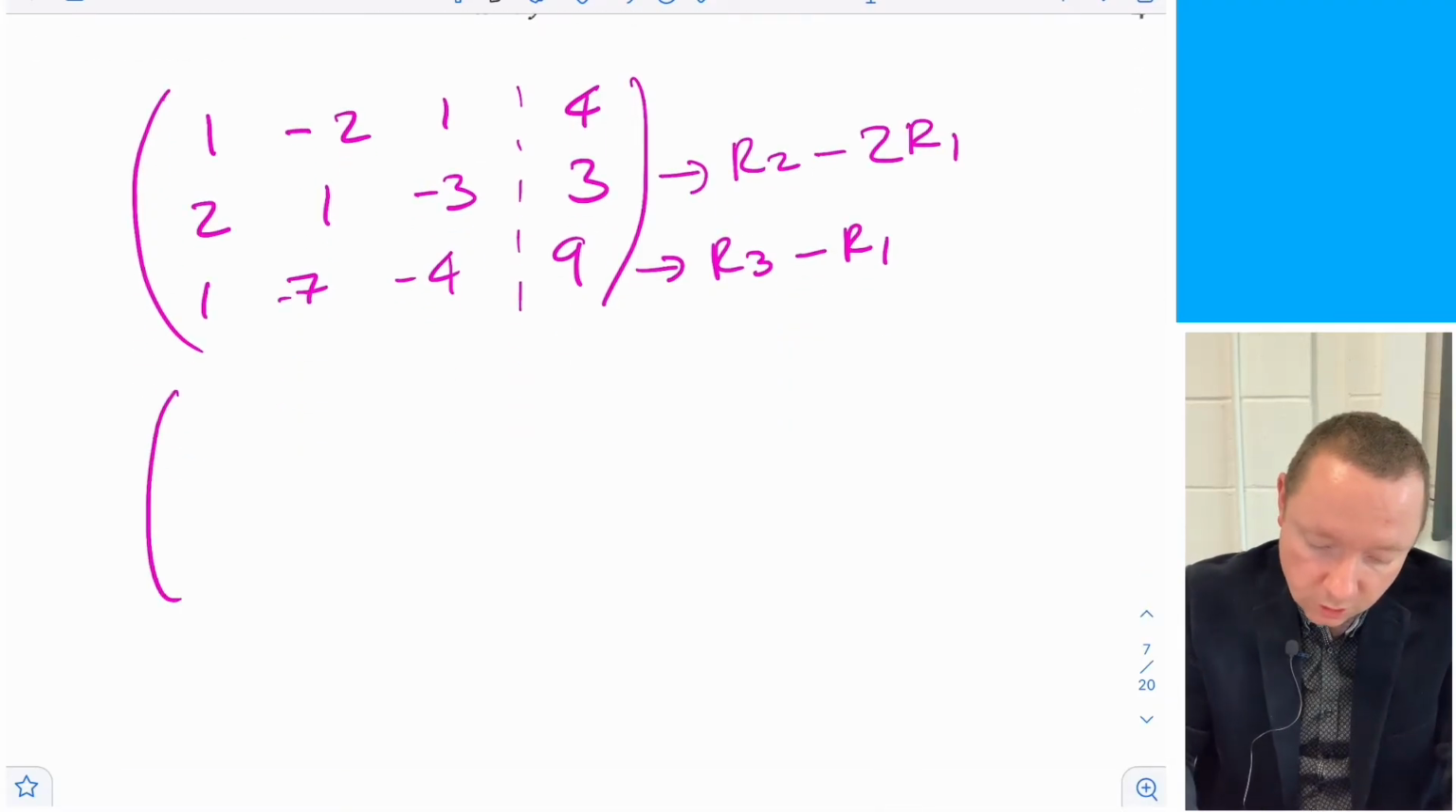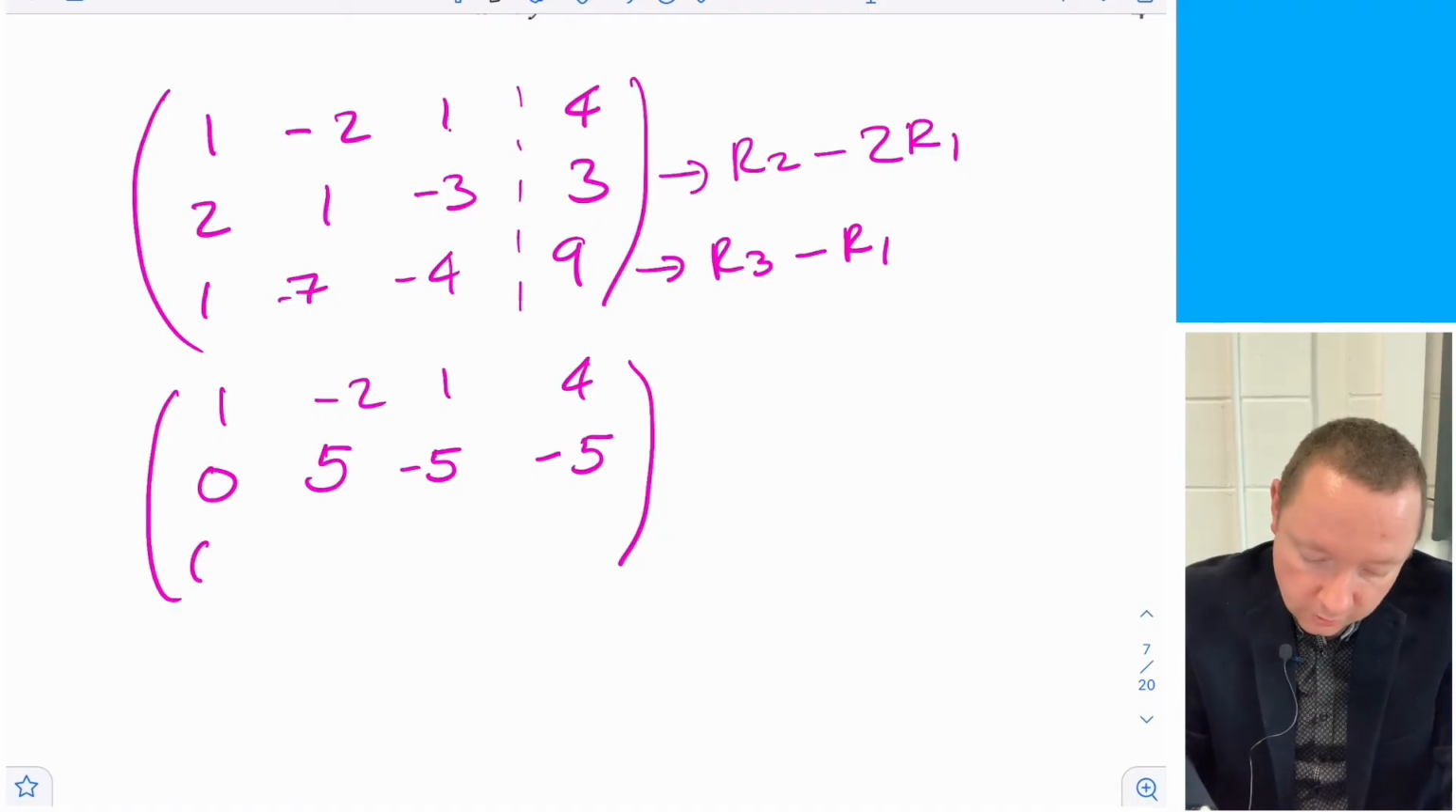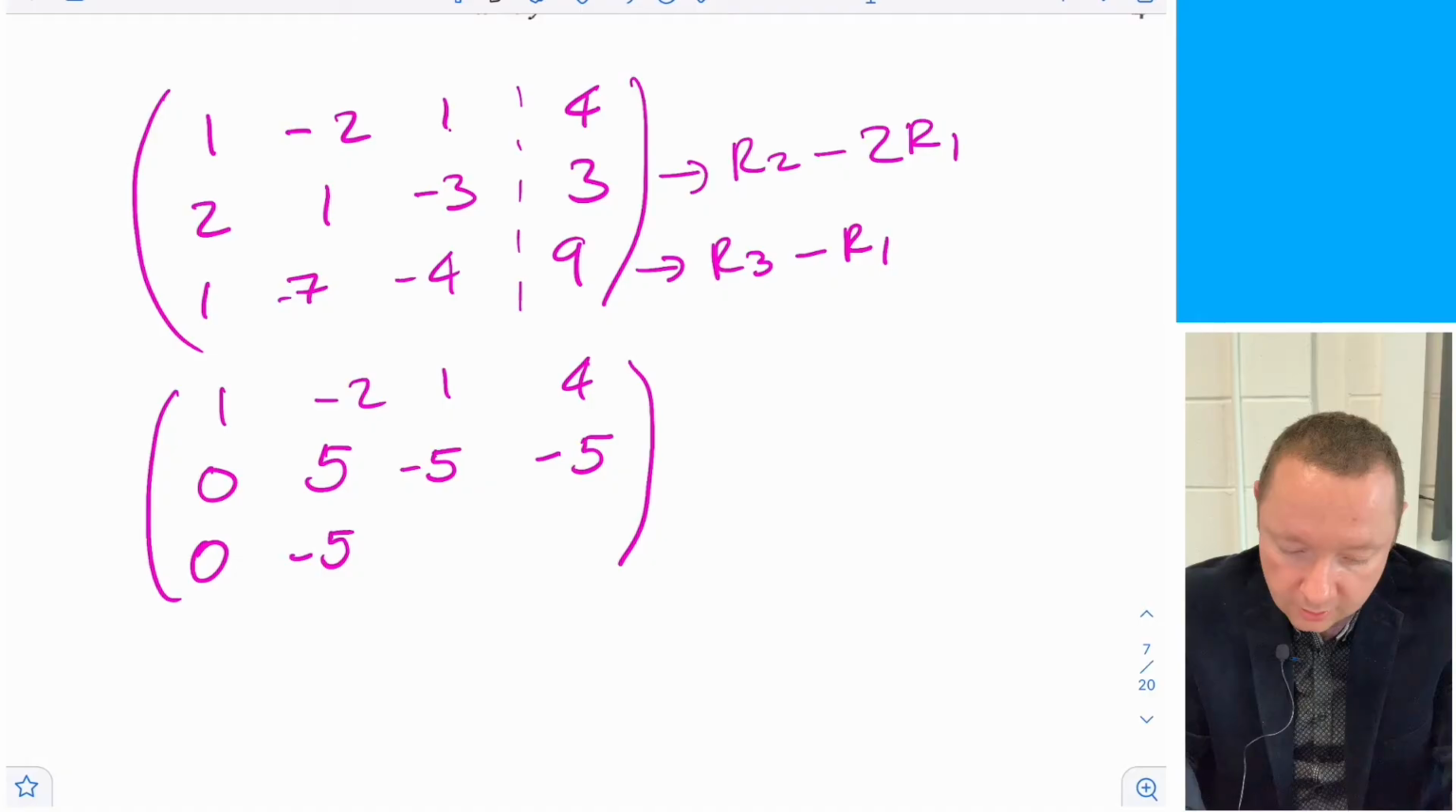So being careful with our numbers, we've got 1, minus 2, 1, 4. 2 minus 2 is 0. 1 plus 4 is 5. Minus 3 minus 2 is minus 5. 3 take away 8 is also minus 5. And then row 3 minus row 1, that gives me 0. Minus 7 add 2 is minus 5. Minus 4 take away 1 is minus 5. And 9 take away 4 is 5.